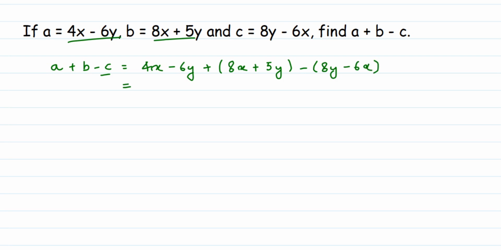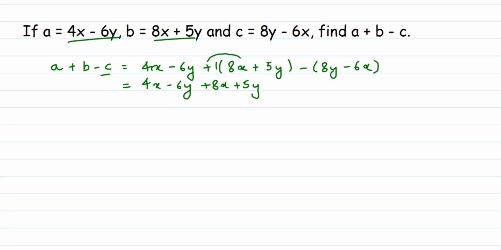So this is equal to, the first term and second term will remain same, that is 4x minus 6y. Now outside the bracket we don't have any number, so if it's confusing you, you can just put 1 and then multiply with the plus sign. Anyway, we have a plus sign so there will be no change in sign. So plus times 8x will be plus 8x, or you can just take it as 1 times 8x is 8x. Then 1 times 5y is 5y, so we get plus 5y.